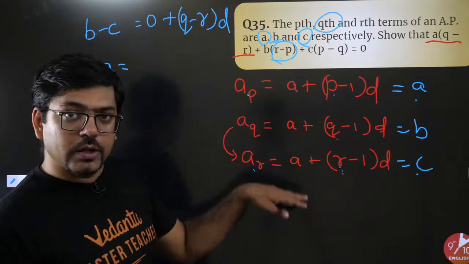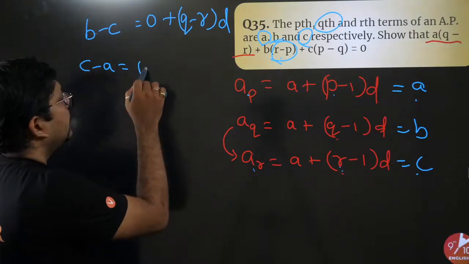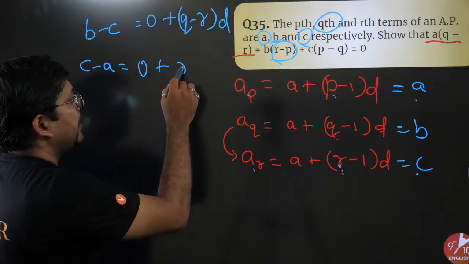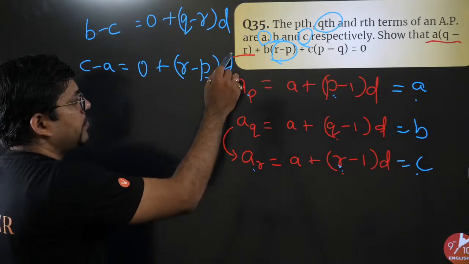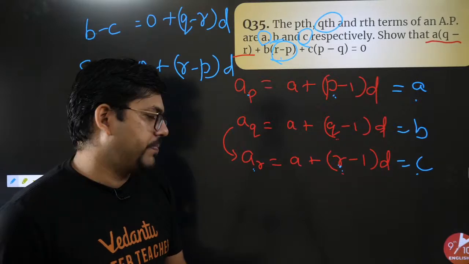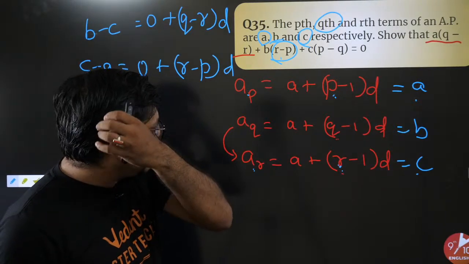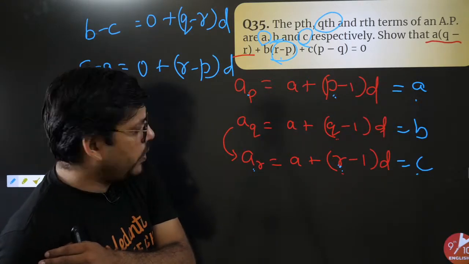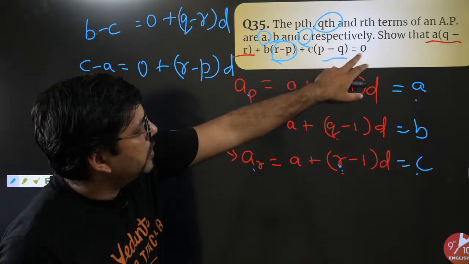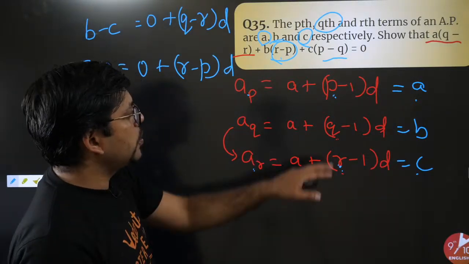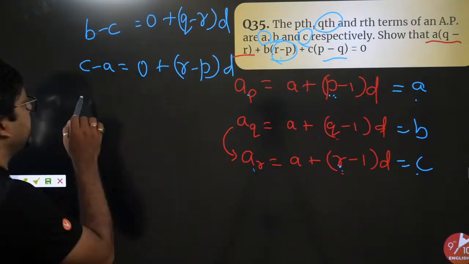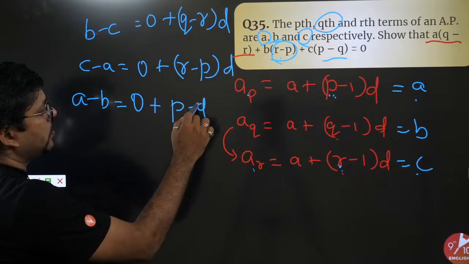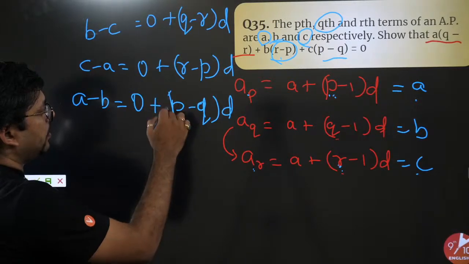Again, A minus A is 0, gone. Plus, here I would get R minus P, so I would write R minus P, and 1 and 1 would be cancelled, times D. Simple. Okay, that's great. Now the last one, which I am having right now, is P minus Q. So let's do P minus Q also. This means I'll get A minus B. I'll get 0 plus P minus Q times D.